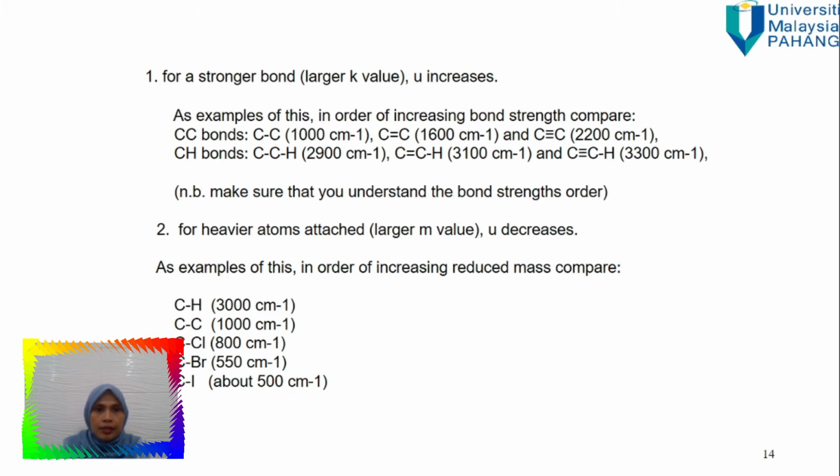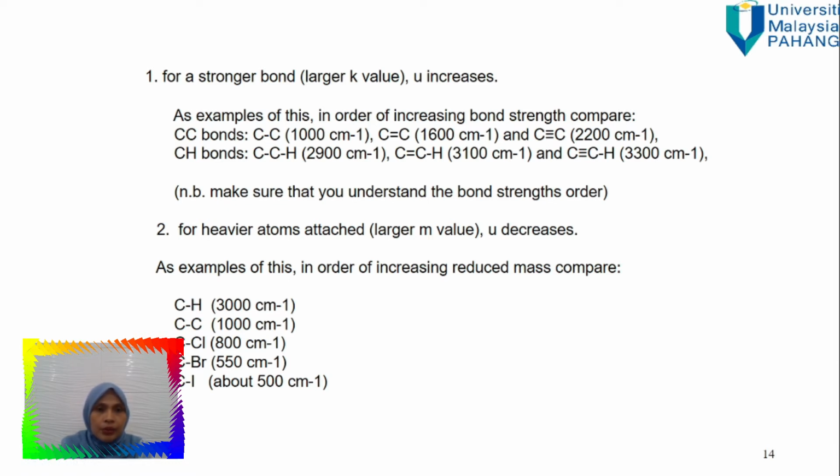As we can see from the formula, when the bond strength increases, the K value is larger, so the wave number will increase. As an example, C single bond C has less strength compared to C triple bond C, which has more strength. The bond strength increases, so the wave number keeps on increasing. The same goes for CH, bonded directly to a single bond, double bond, and triple bond. The frequency keeps on increasing because the bond strength increases, so the wave number increases.